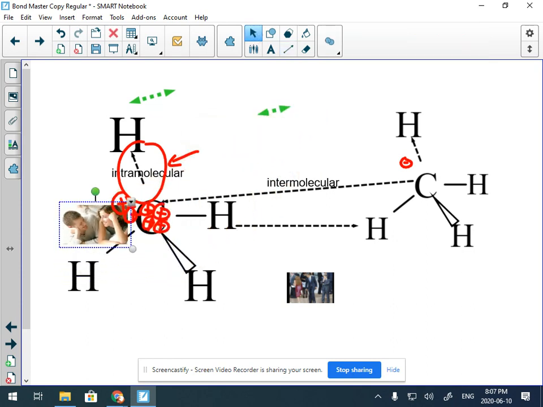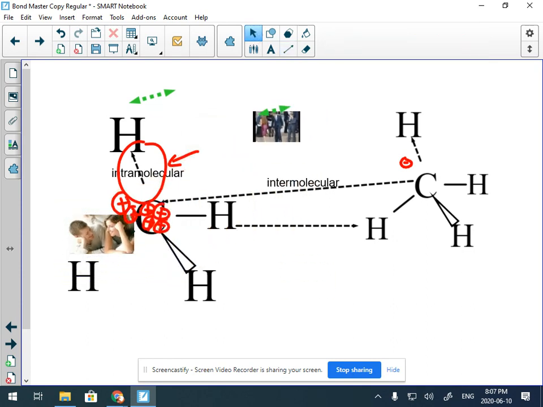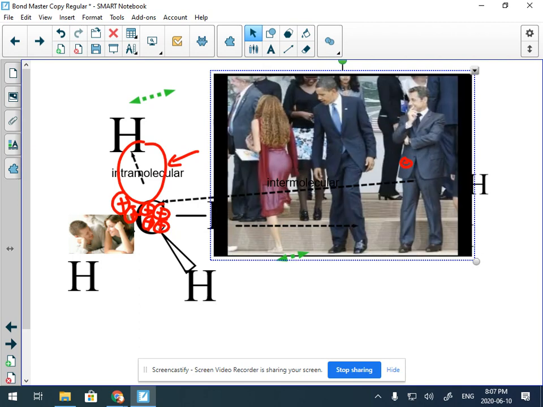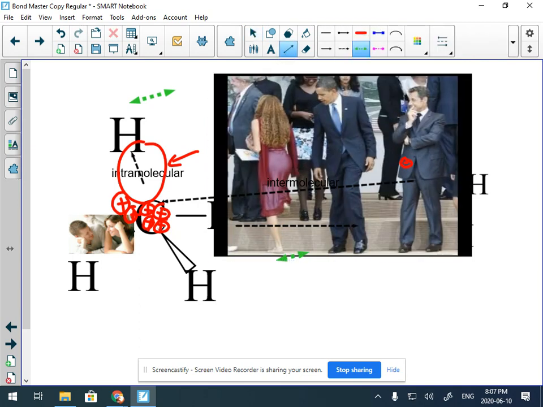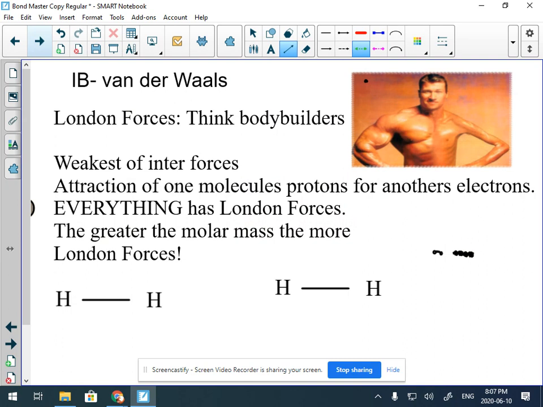Okay. So this picture is not true because of the angle, but this is good. Here we go. All right. So we have Obama and we have President Macron. Who's he attracted to? But it's actually, she's like way further up. Otherwise, she would be this really tall person. Anyways, that's flirty glance. So the first force is something called London forces.